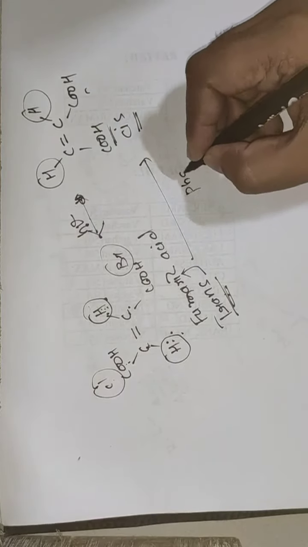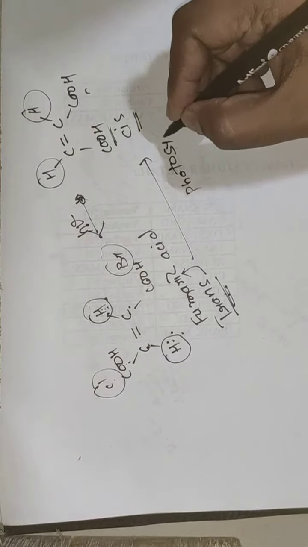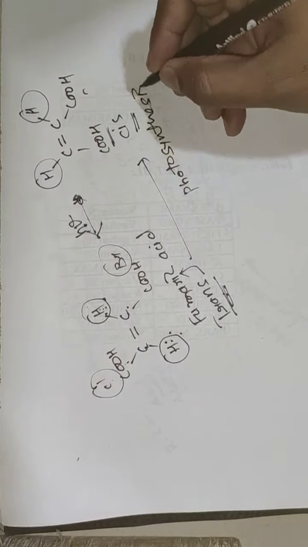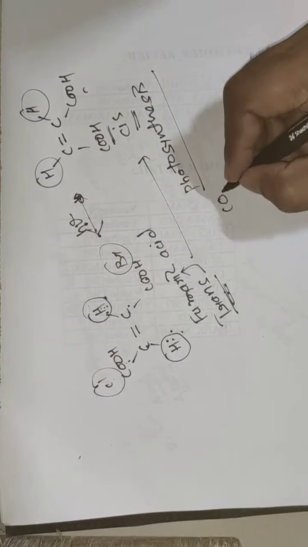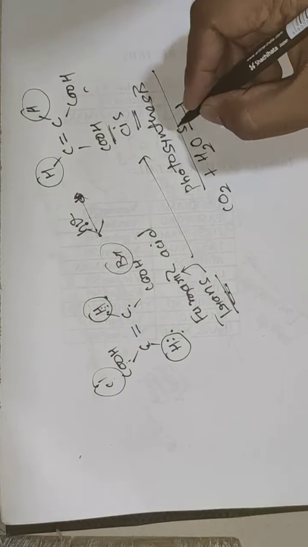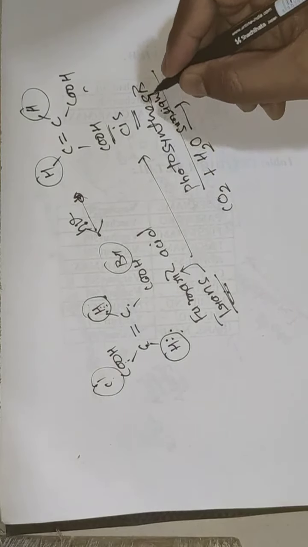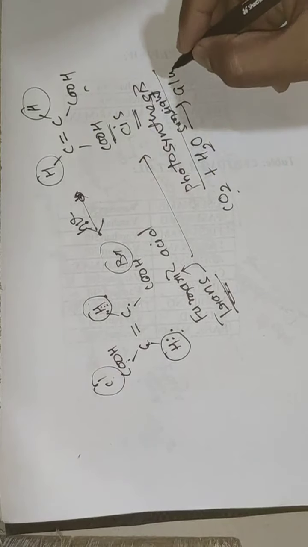The best example of a photochemical reaction is photosynthesis by the plant. As we know, the plant uses CO2, water and sunlight. Here sunlight acts as the photon. So here CO2 and H2O give glucose plus O2. So this is the best example of a photochemical reaction, photosynthesis by the plant.